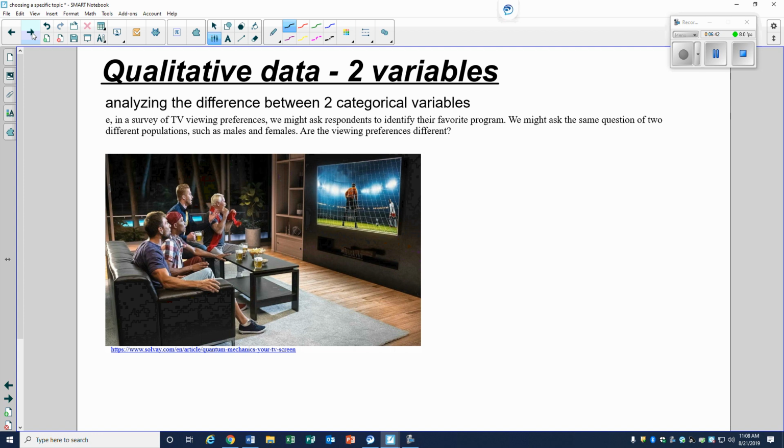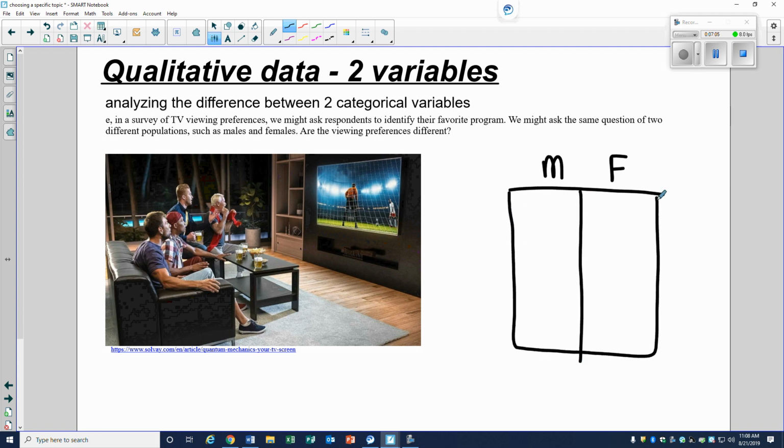Another one, if you have two different variables and you're looking at, let's say, TV viewing preferences, we might ask respondents to identify their favorite program. So we're going to ask the same question of two different populations. So we have males versus females, and maybe we section off categories. Do you like romantic comedy best? Do you like sci-fi best or history best? And you get the percentages for each one of those sections.